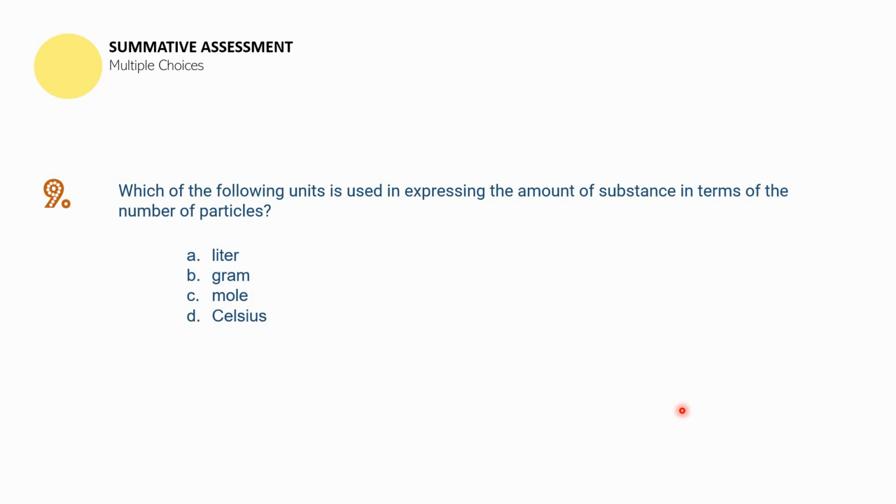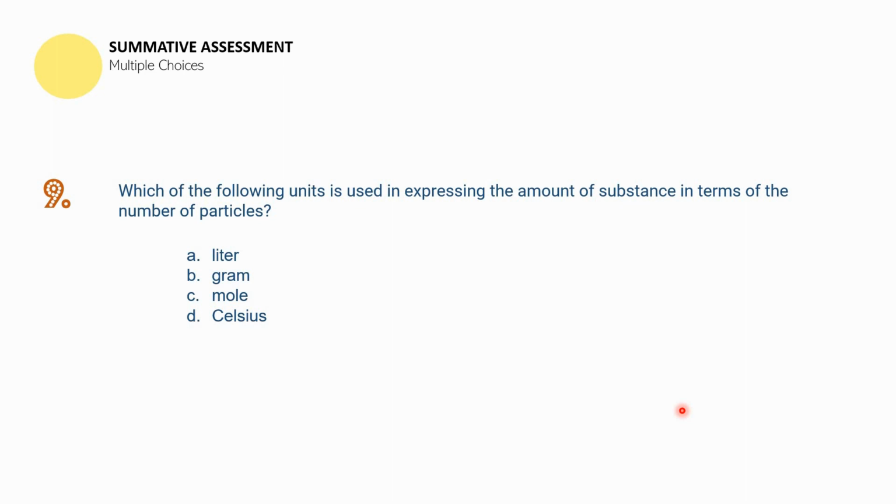Which of the following units is used in expressing the amount of substance in terms of the number of particles? A. Liter, B. Gram, C. Mole, or D. Celsius. Pause this video if you need more time.